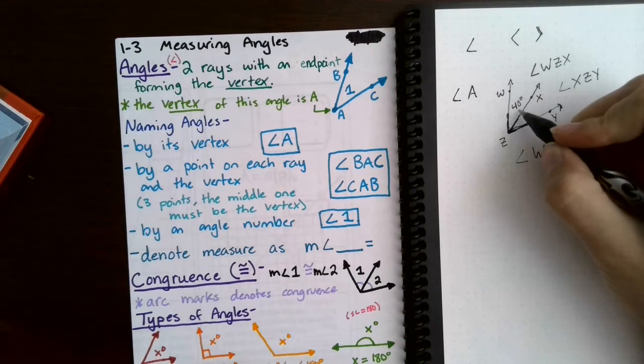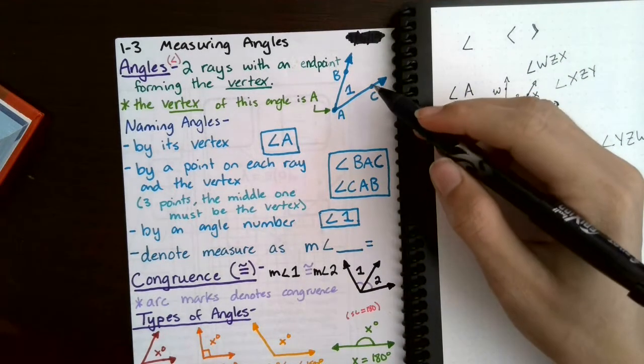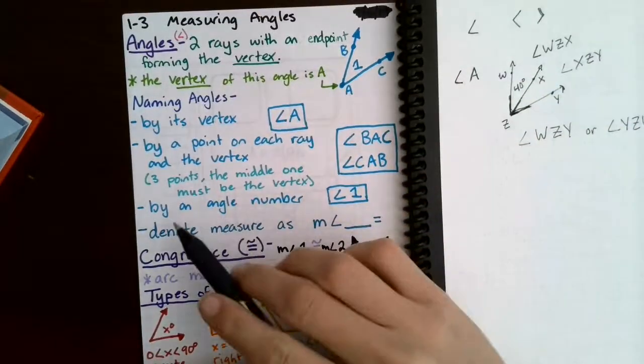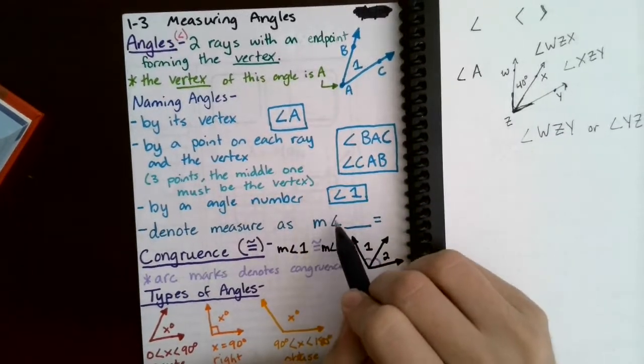I would not say angle 40. It would say angle 1 for this one. Okay. Then we denote angle measure by saying the measure of angle blah.